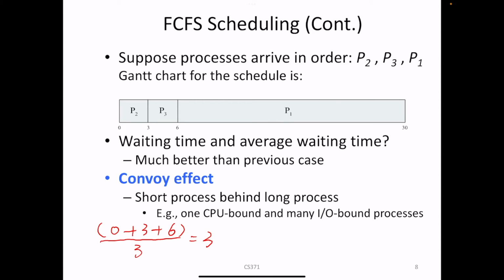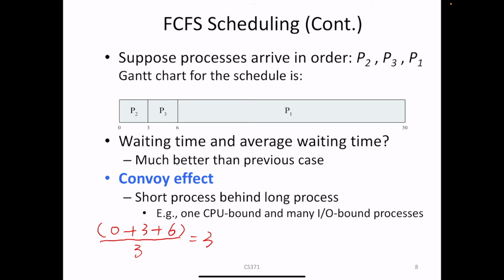Then let's see another example, which is exactly the same as the previous one, except for the arriving order. In the previous example, the arriving order is P1, P2, P3. For this example, the arriving order is P2, P3, P1. Then let's look at the Gantt chart for this example. P2 arrives first and is executed on the CPU first. So P2 starts from time 0 and terminates at time 3.